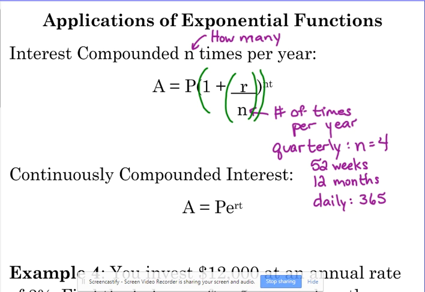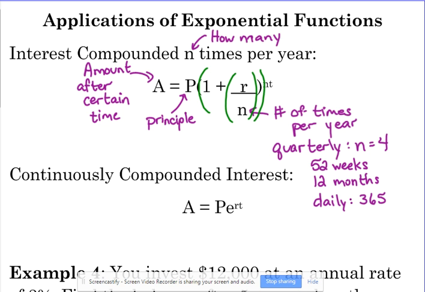Okay, let's keep going. A is the amount after a certain amount of time. What does P stand for? The principal. That's what you originally put in. That's your initial investment is sometimes how it will be put as well. Principal or initial investment, whatever you put into the account.